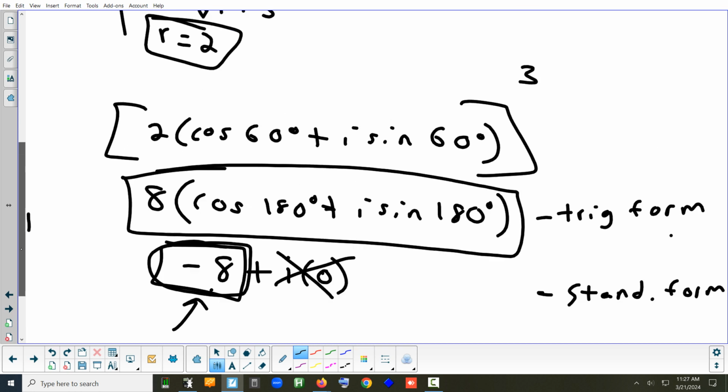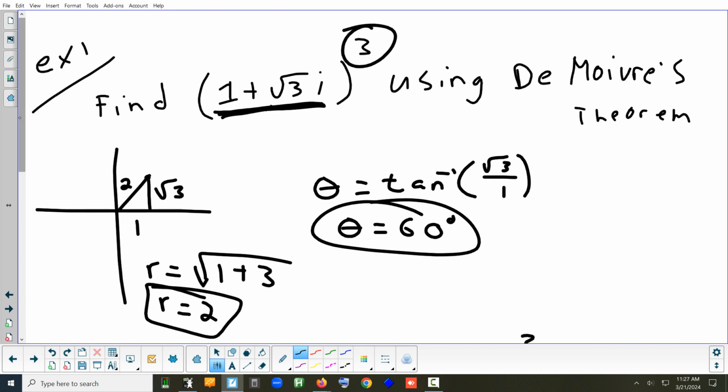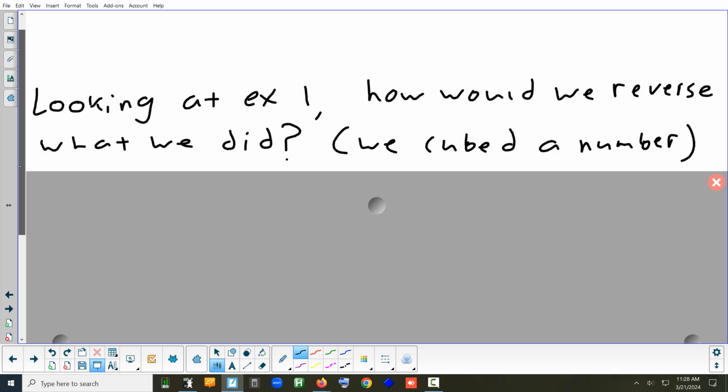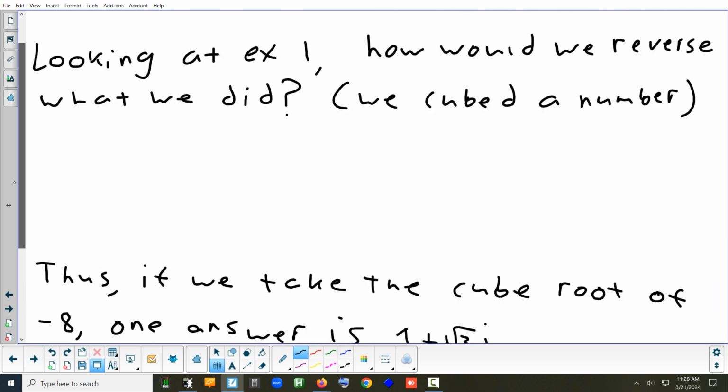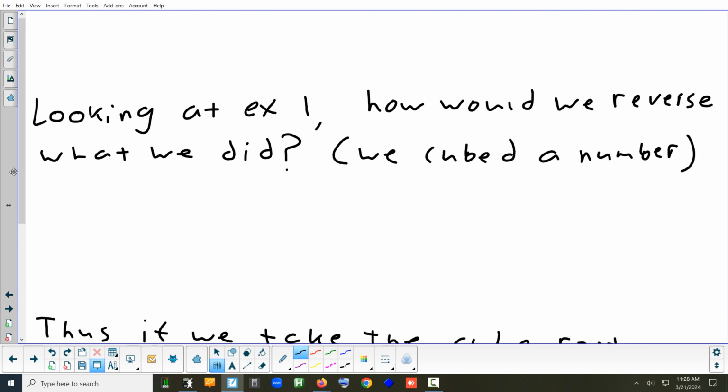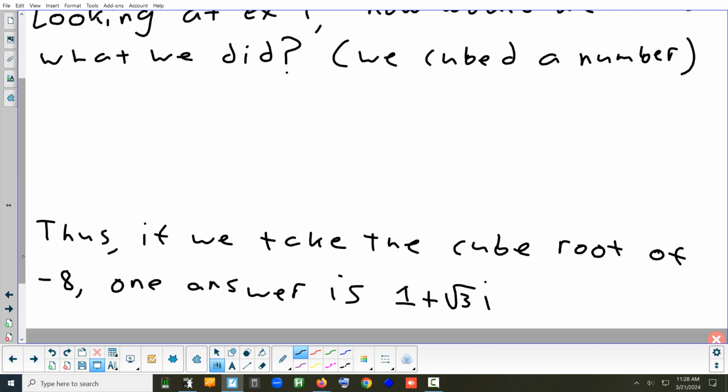How do you take -8 and change it back to that? How do you do a root? Okay, so that's a power. So we already answered this question. Looking at example 1, how do you reverse cubing something? We said it's cube root. So if you take the cube root of -8, one of the answers is this. There are 2 other ones.